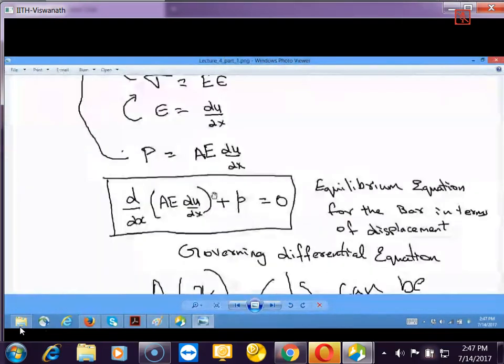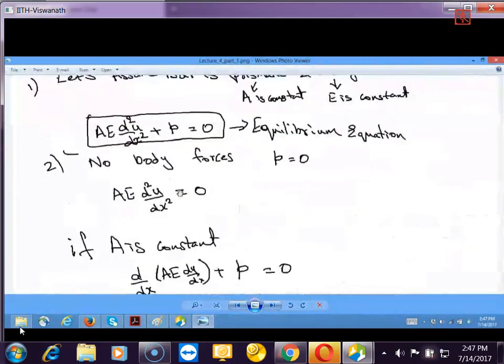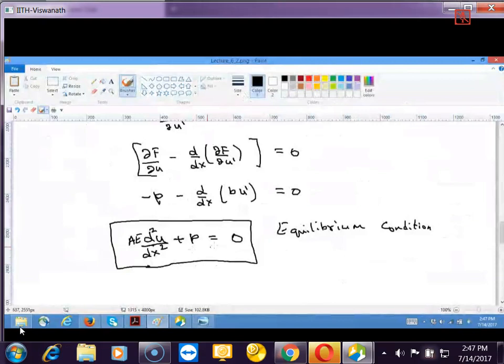Which I have derived in a different fashion in a previous class. I obtained the same equilibrium condition by using the variational principle. This is the beauty. So what we have shown here is if you have a potential and you are seeking a stationary condition, the stationary condition will give you the equilibrium condition. And using the potential, the energy, what I derived directly as an equilibrium condition has been rederived through the variational principle.